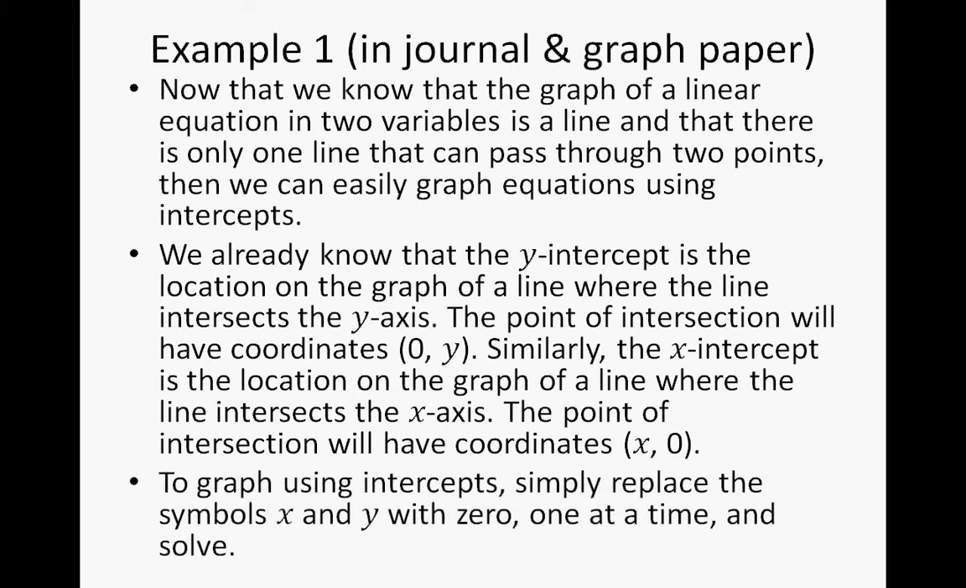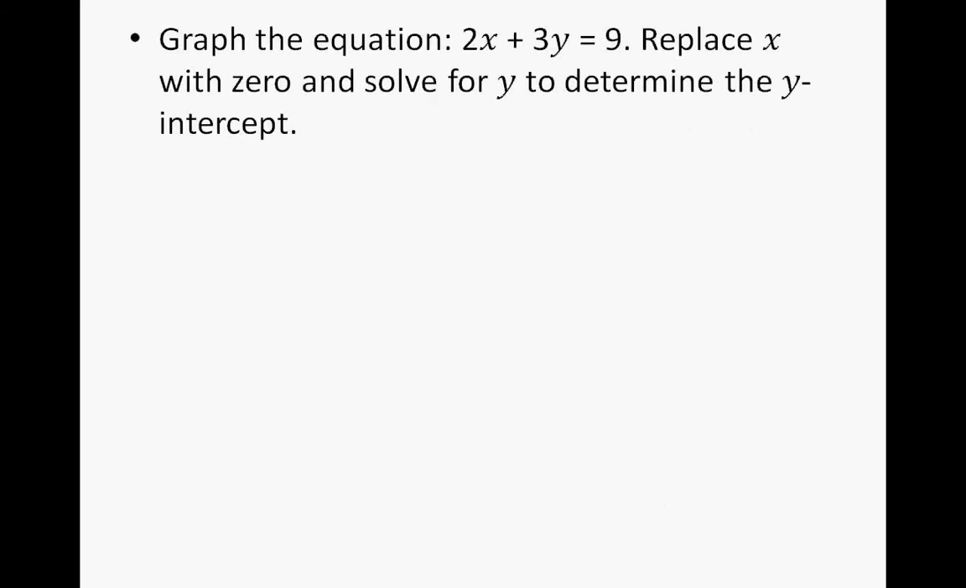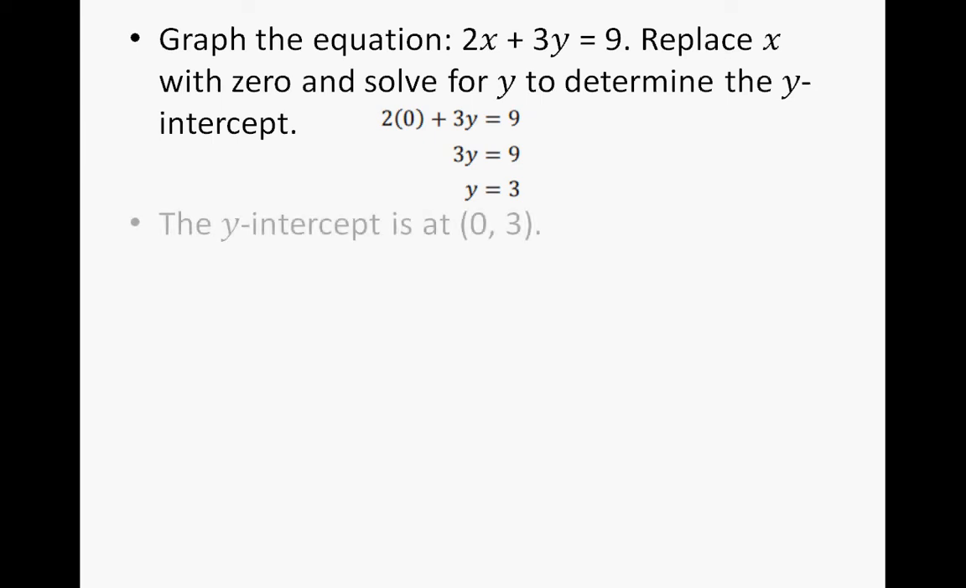To graph using intercepts, simply replace the symbols x and y with 0 one at a time, and then solve. So graph the equation 2x plus 3y equals 9. Replace x with 0 and solve for y to determine the y-intercept. So you should have something that looks like this. And again, you want to make sure you show your work. So the y-intercept is at 0, 3.